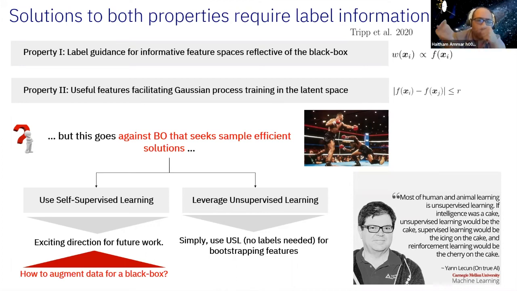So therefore, I'm going to just bootstrap a good initial set of features. I'm going to then improve it as I go in order to get better features that are discriminating with respect to the black box function.